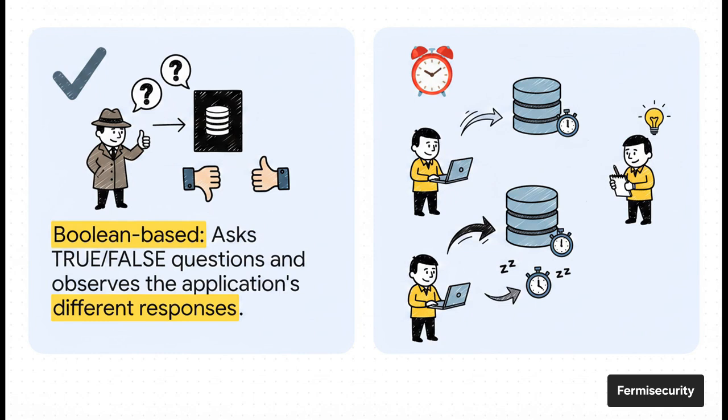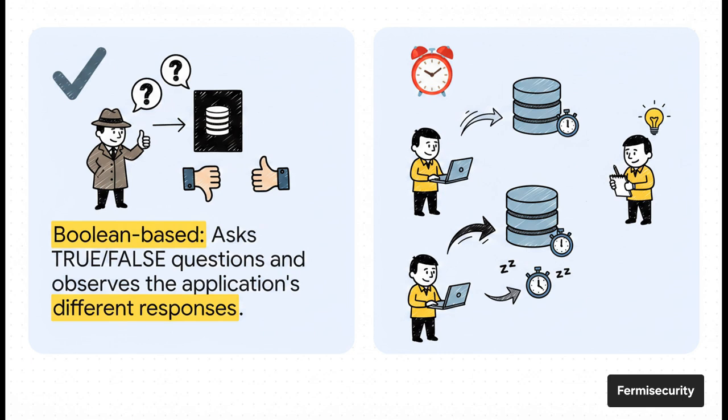Now, blind SQL injection. This is where things get really sneaky. The attacker can't see anything directly, so instead they have to ask the database a series of yes or no questions. Like, is the first letter of the admin password an A? The page might change just a tiny bit if the answer is yes.